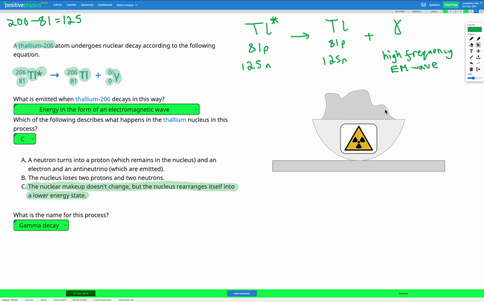So we've got 3 types of decay here: alpha, beta, and gamma. Alpha is a helium nucleus made up of 2 protons and 2 neutrons. In beta decay, a neutron turns into a proton and it releases an electron, which is also known as the beta particle, and an antineutrino, which are both emitted. And then in gamma decay, the number of protons and neutrons in an atom doesn't change, but the nucleus rearranges itself into a lower energy state and releases the energy in the form of a high frequency gamma electromagnetic wave.